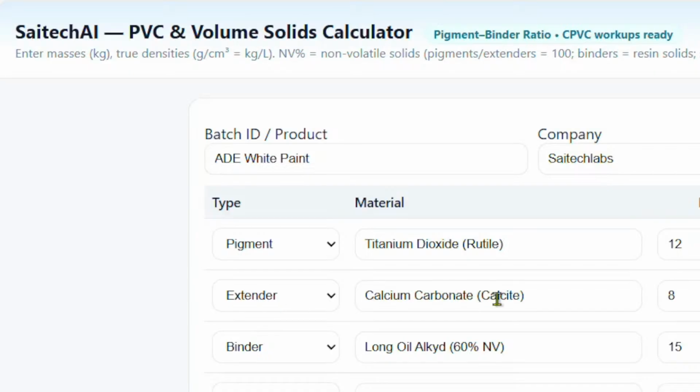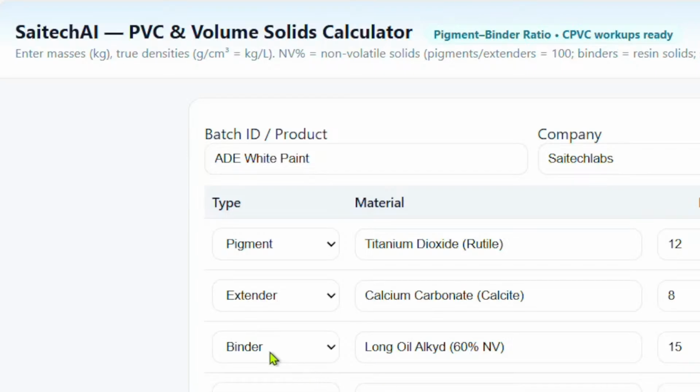Then extender. Calcium carbonate is an extender. So let me put 8 kg here, and the density is 2.7 for calcium carbonate. And now it is 100% non-volatile. Okay, there is no volatile content. So it is 100% powder. And then now we can calculate the volume. 8 divided by the density is equal to 2.963. Suppose if you change this into 10, it becomes 3.704. So let me go back. So it is 8 kg, so 2.963 as the volume.